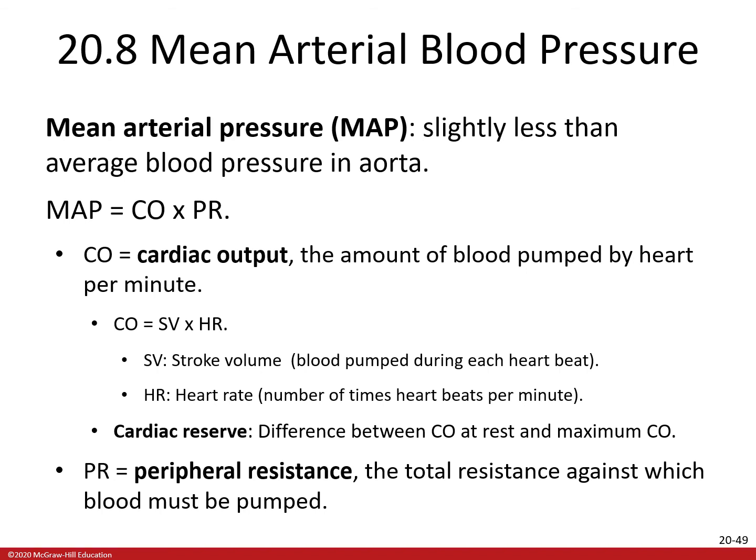There is a little sub equation to figure out cardiac output, and that's just stroke volume, or the blood pumped during each heartbeat, multiplied by heart rate, so the number of times the heart beats per minute. That is going to be our cardiac output. The peripheral resistance is going to be the total resistance against which the blood must be pumped. And so that's how we figure out the mean arterial pressure.